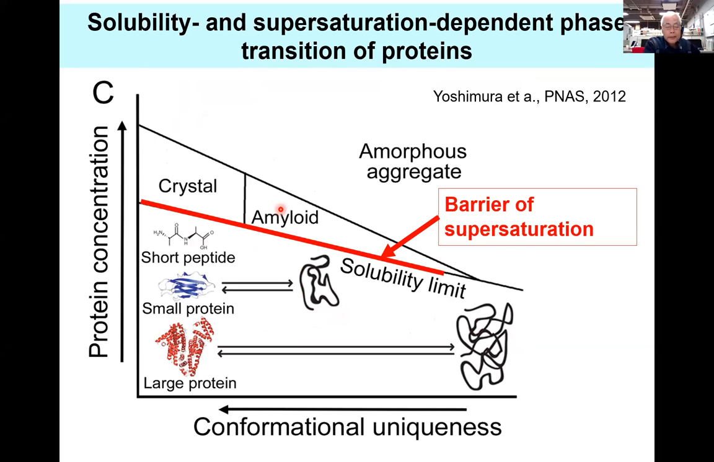This is just an image. If the protein's conformation is unique, it forms crystals above solubility. But if the conformation is quite flexible and large, like denatured proteins, maybe they form amorphous aggregates above the solubility limit. And in a certain range of conformational uniqueness, they form amyloids before the amorphous aggregates form. So the first important thing is supersaturation. The supersaturation barrier should be broken to form crystals as well as amyloids.